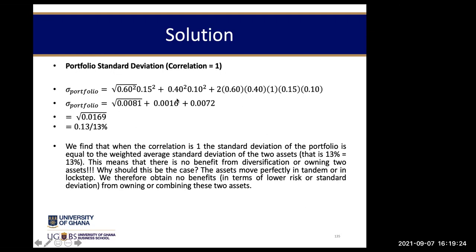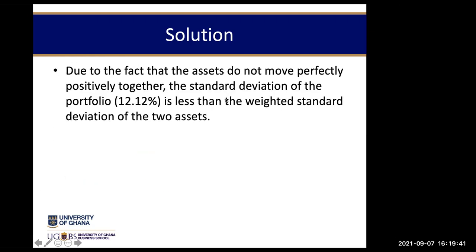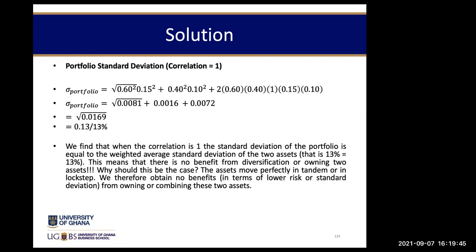And this you should know. You should know how to calculate the portfolio standard deviation for a 2-asset portfolio. So Kweku, please find some time and go through a few of the examples I've done with them. Yes, please. The last thing: when the correlation is 1, the standard deviation is 13%.